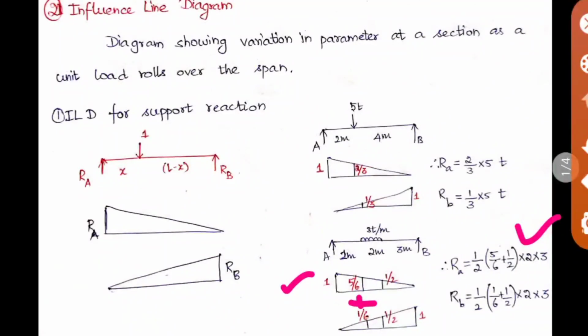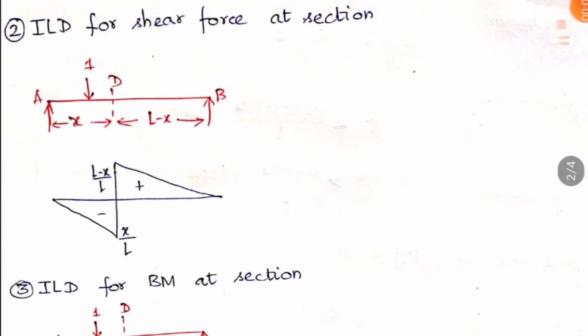So this is all about the ILD for support reaction when a point load is applied and also when UDL is applied. Now, ILD for shear force at a section. To find the shear force at any section, this is the case. If the section is not given, we also have a similar case, so we'll be seeing that at the end. Okay. So here a similar simply supported beam is taken and a unit load is applied at a point, and at section D, what is the shear force? So that is the question.